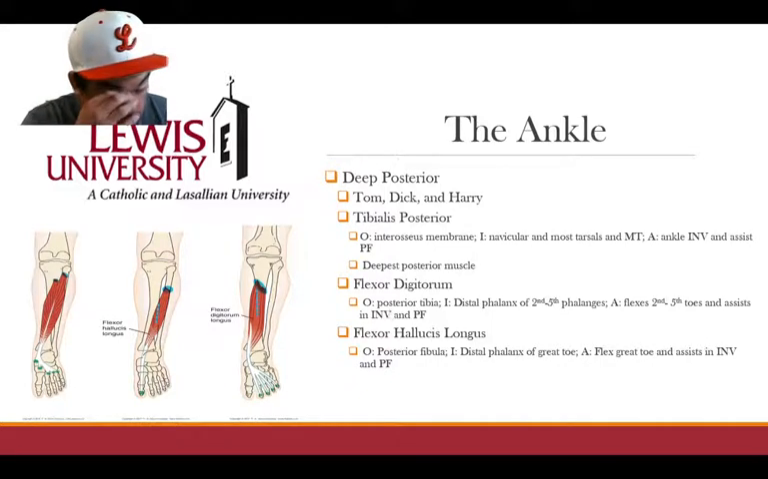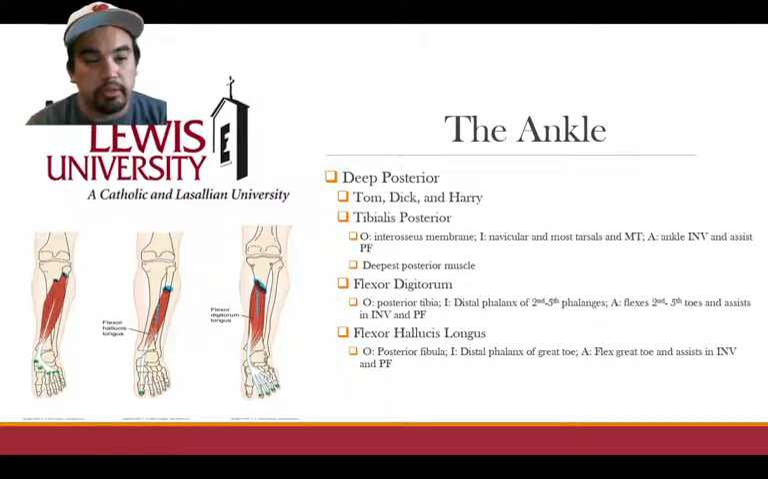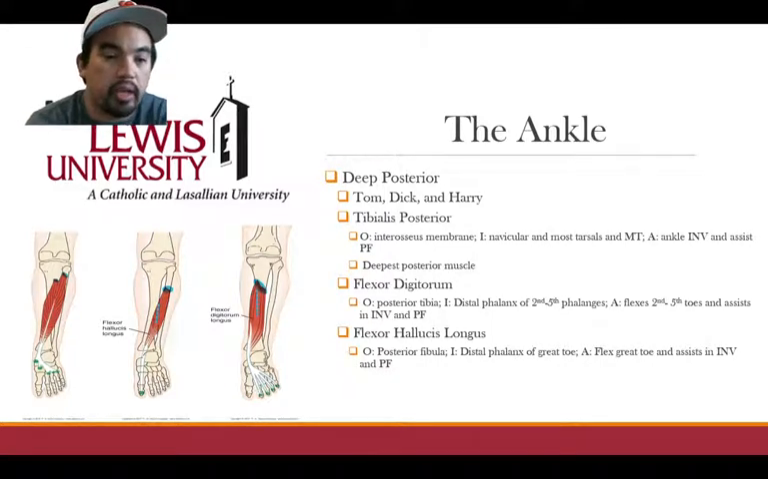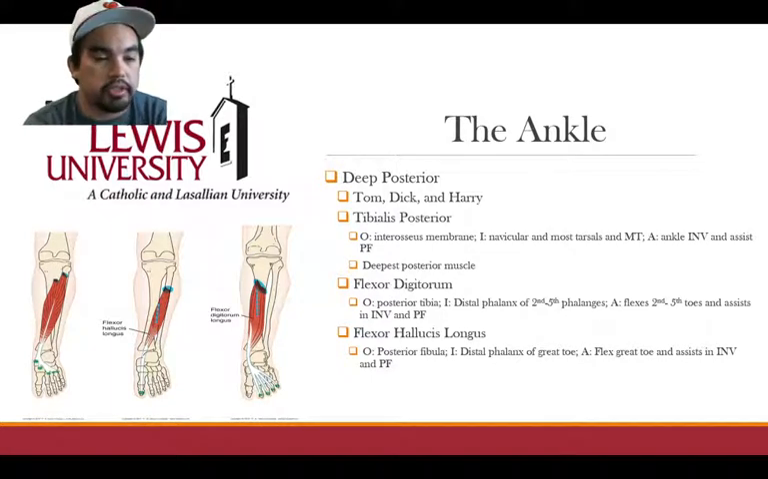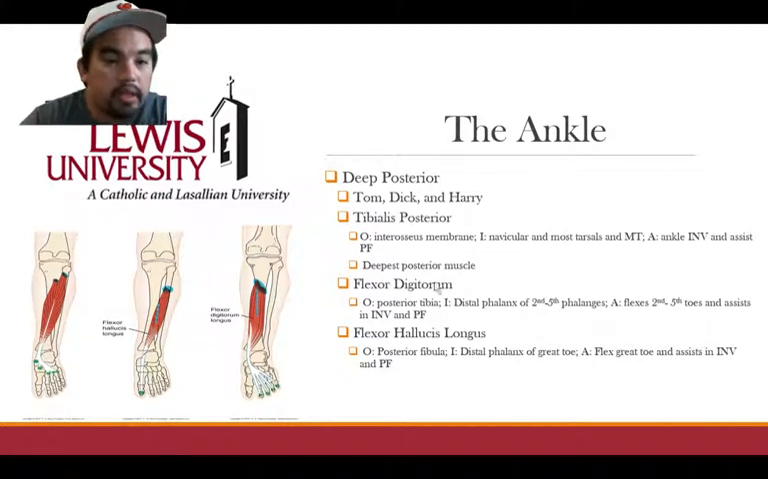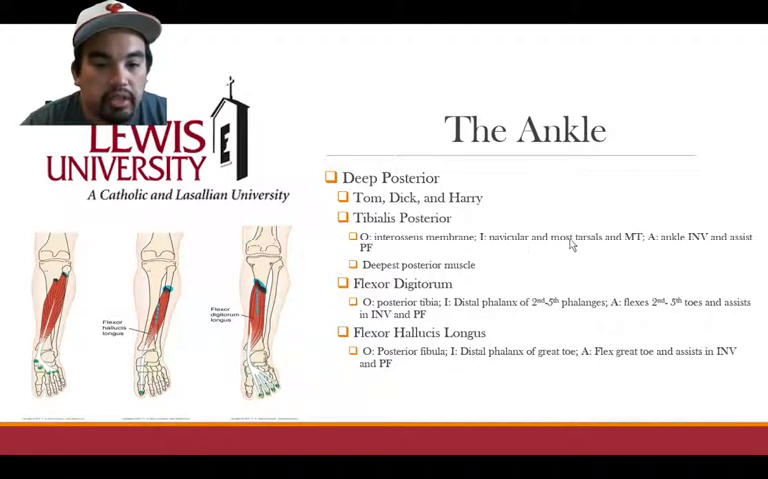And if you want to remember this, remember it as the 3 amigos: Tom, Dick, and Harry. Tom is the tibialis posterior. That originates at the interosseous membrane. If you remember that interosseous membrane, I said that happens between the tibia and the fibula. So this originates there, and it inserts on the navicular and most of the tarsals and metatarsals. So it kind of goes underneath.